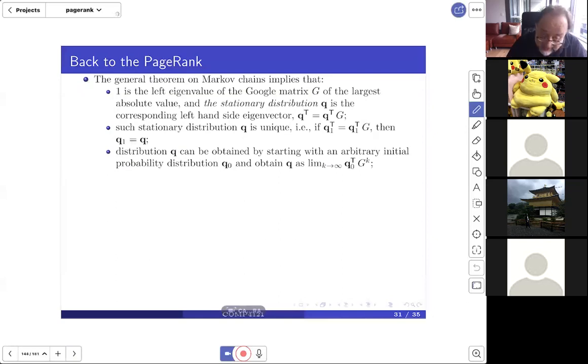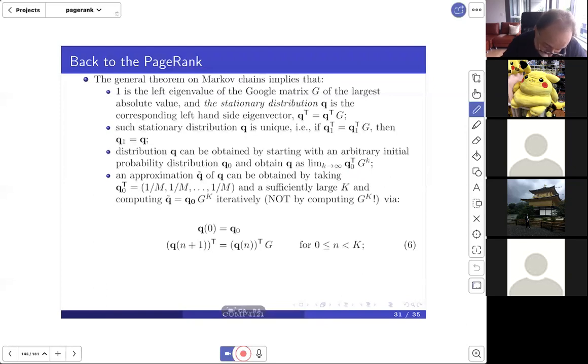And distribution Q can be obtained by starting with an arbitrary initial probability distribution Q0 and then finding the limit of Q0 multiplied by the kth power of G. Now, notice, and this is to answer Pable's question, this, as it stands, is an extremely expensive proposition because to find the kth power of a non-sparse matrix would be a killer.